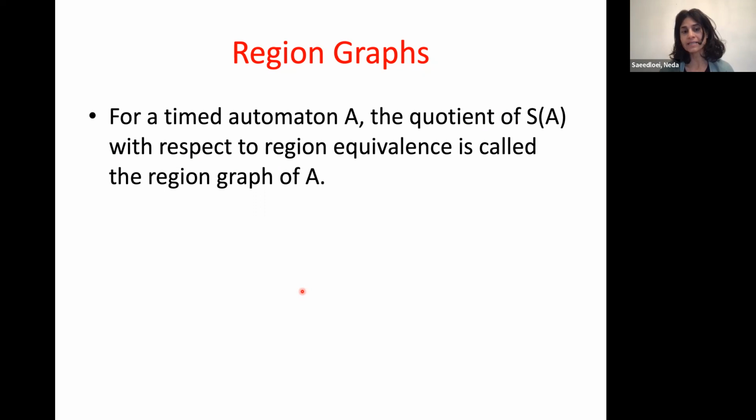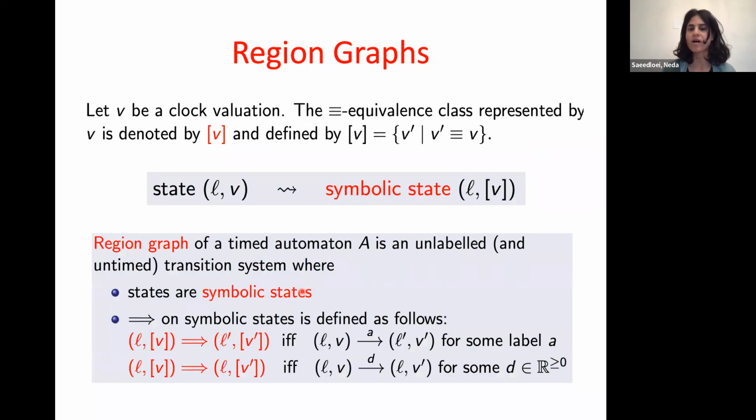The quotient of S of A with respect to region equivalence is called the region graph of A. The idea is that, as we said before, if V is some clock valuation, we already established the equivalence class that is represented by this clock valuation, which is the set of all clock valuations that are equivalent to V. Then we are going to transform our state transition system to a new system, which is called a region graph. How? Our previous state, remember, we had an infinite number of states.